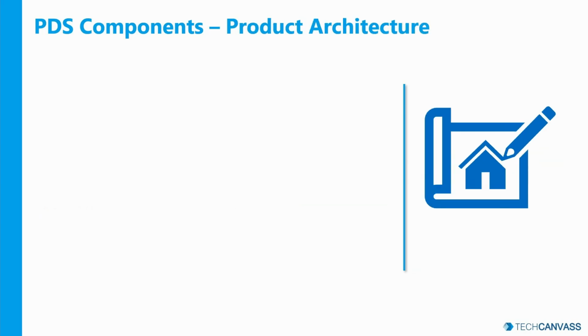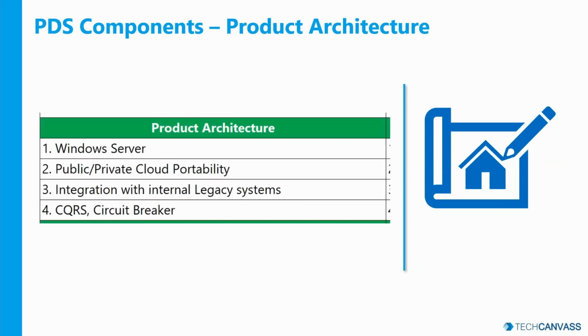You can also have a product architecture as a section where you can mention the product's high level architectural components. So in this example, we are having a Windows Server stack. We are targeting public and private cloud for the application. We are also having a need to integrate with internal legacy systems, and there are some architectural patterns like CQRS and circuit breaker being mentioned.